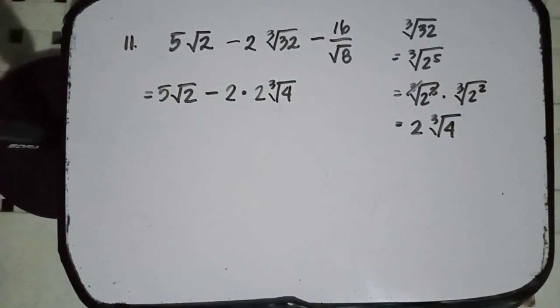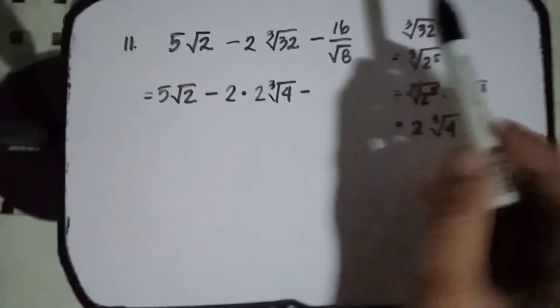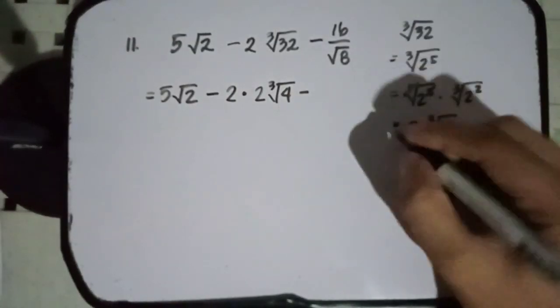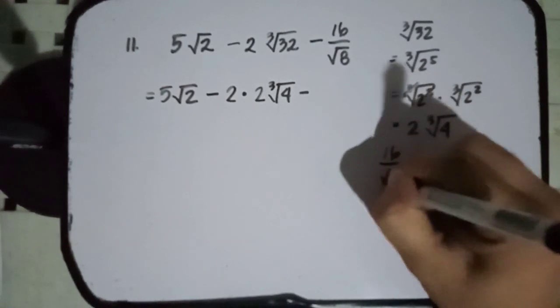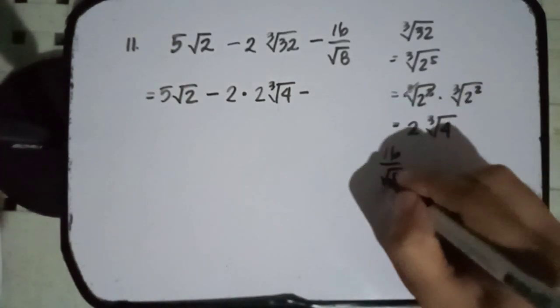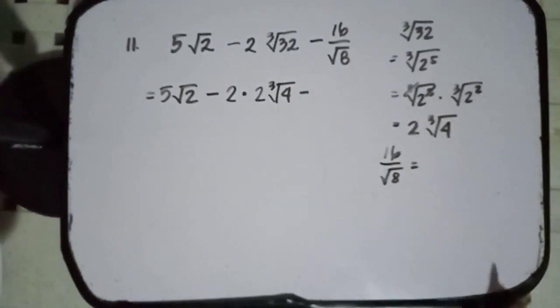Okay, and then for this one, 16 over square root of 8, di ba? 16 over square root of 8. Yung square root of 8 muna kasi yung 8 kasi nasisimplify, di ba? So from square root of 8, factor natin as 2 times 4 or 4 times 2 kasi yung 4 ay perfect square.